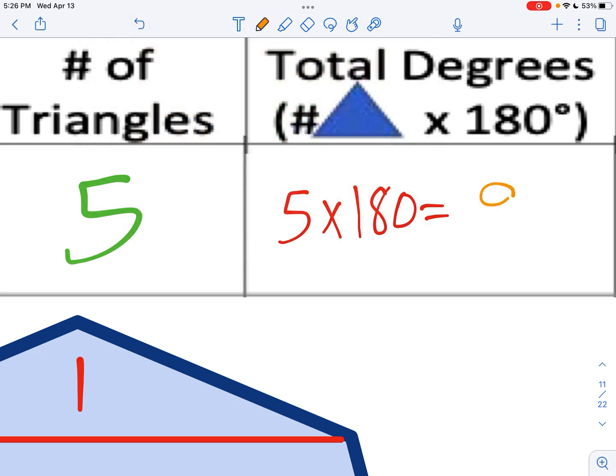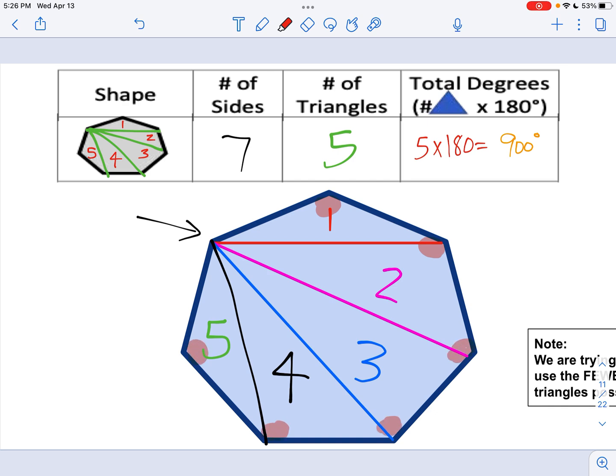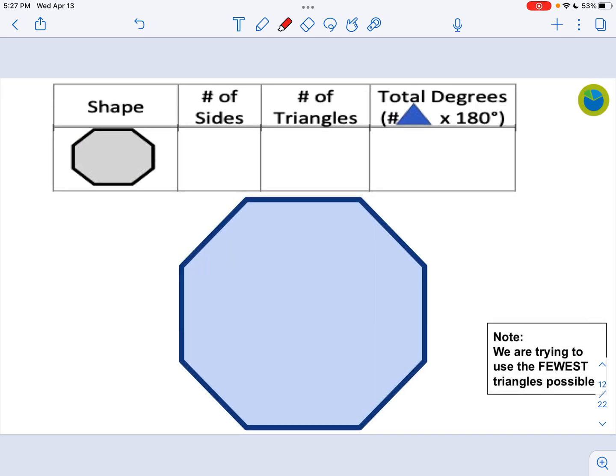This answer is 900 degrees. This is called a heptagon or a septagon. It has 7 interior angles: 1, 2, 3, 4, 5, 6, 7. All right, heptagon or septagon. All right, here we go on the next one.